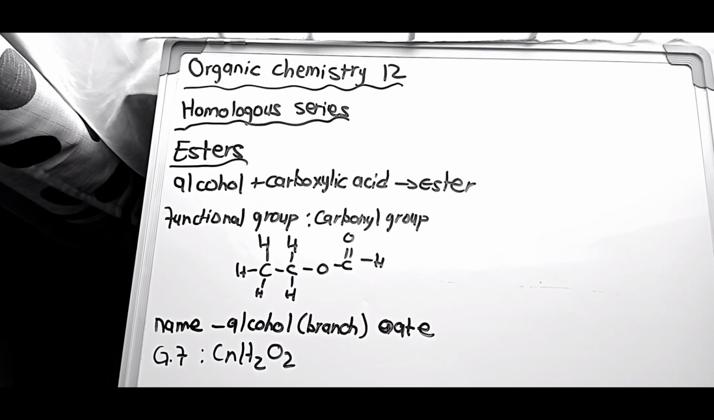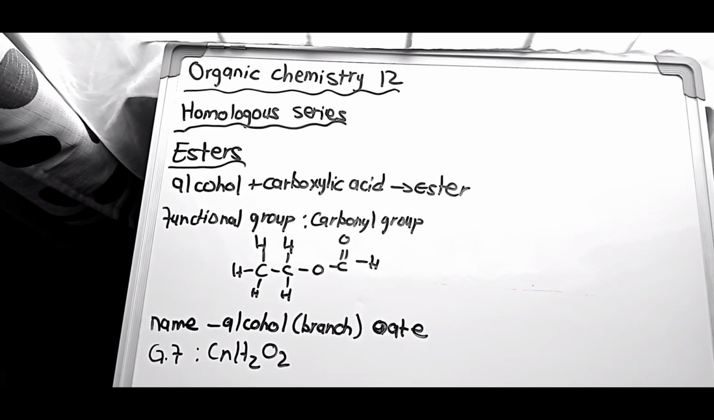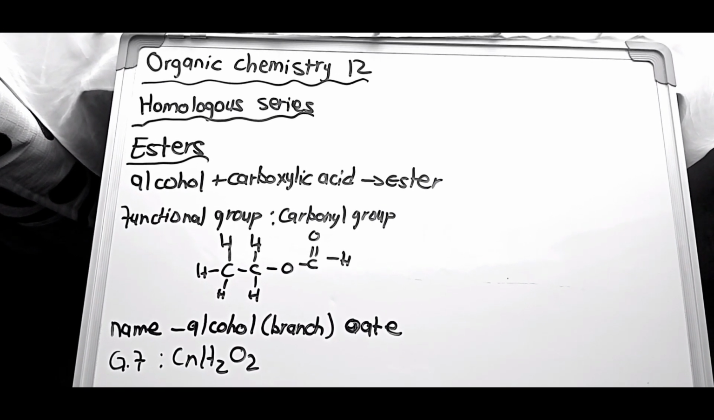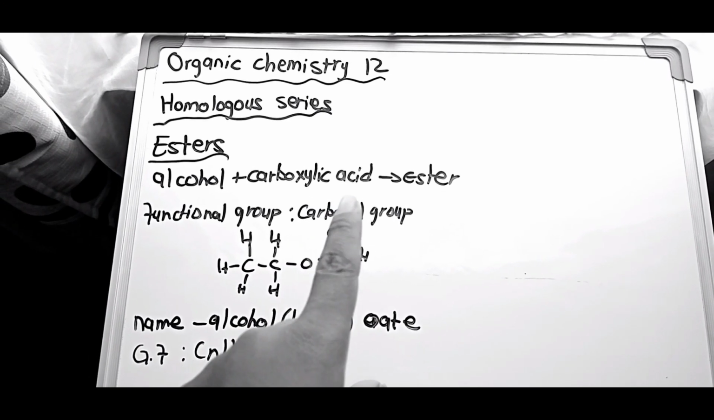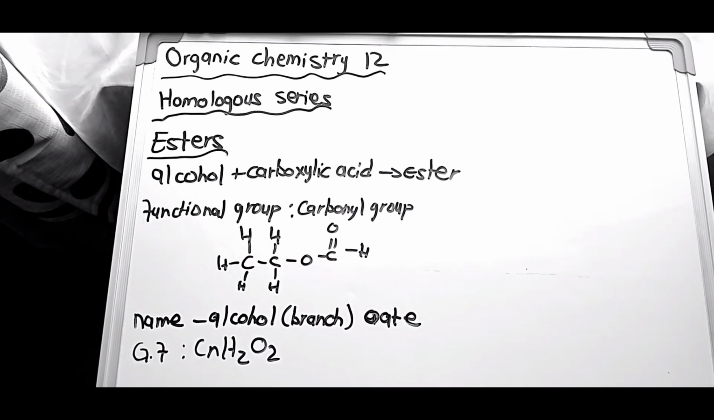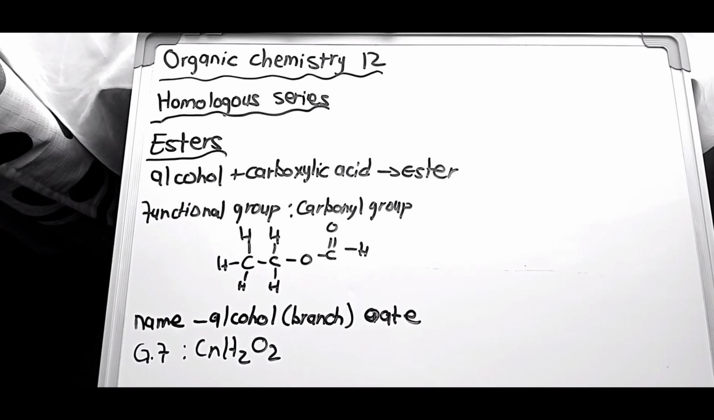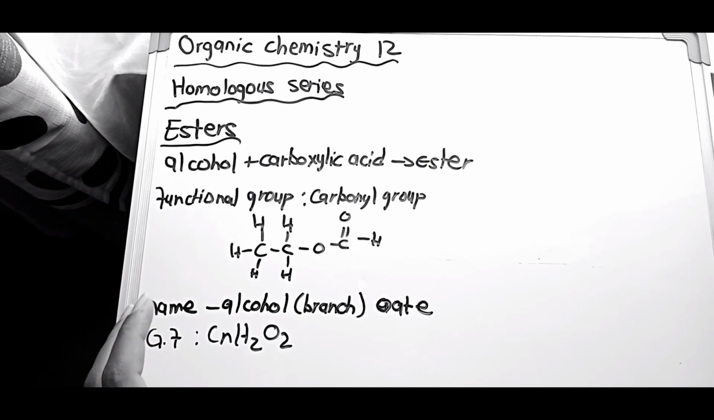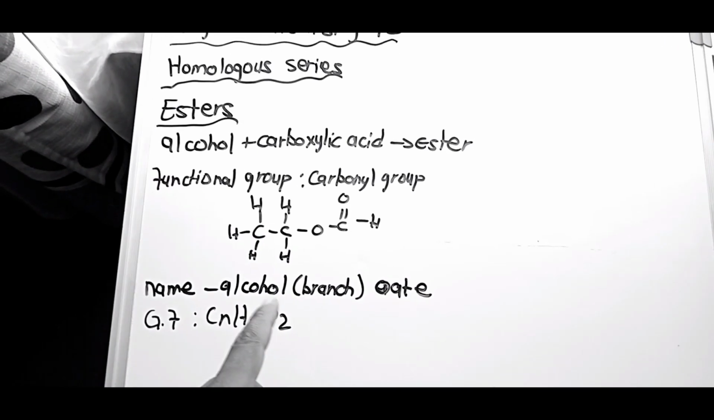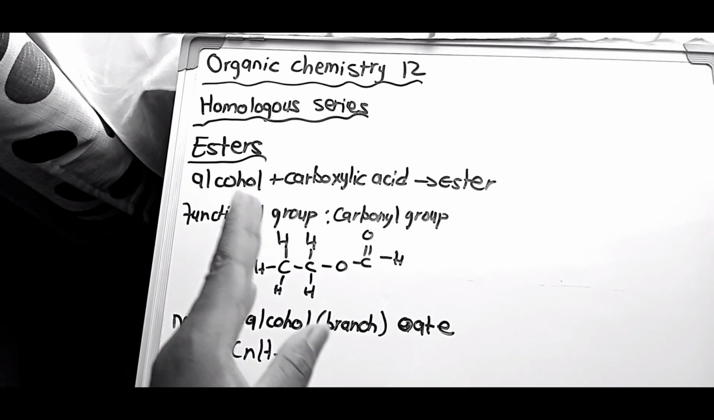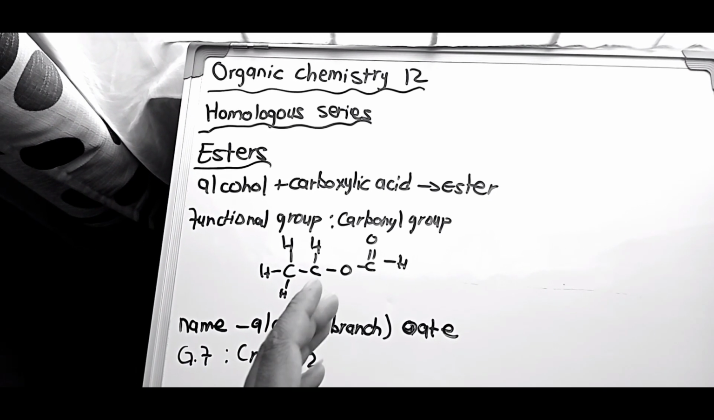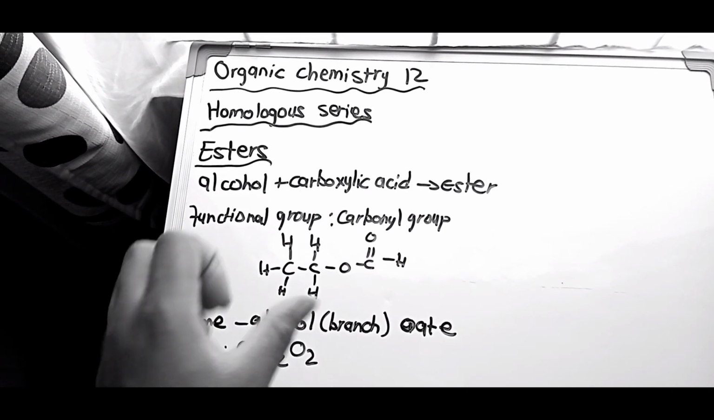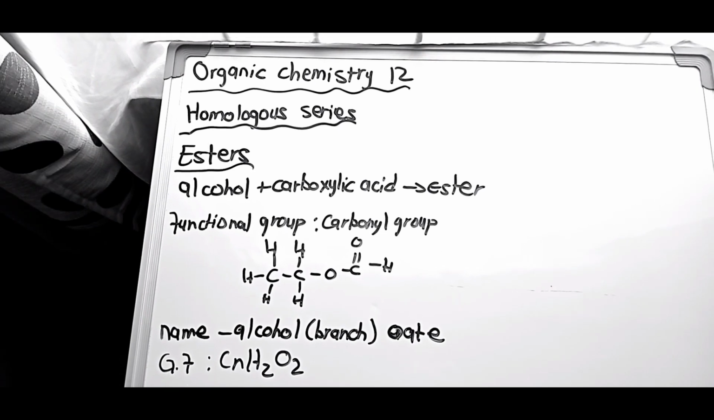So we're going to go through the last homologous series that we're going to go through in grade 12, which is called the ester. Ester is derived from a reaction called esterification. Esterification is a process which is composed of alcohol and carboxylic acid, which give us the ester. The functional group for the ester is the carbonyl group, right? I have illustrated the functional group of the esters using the structural formula. As you can see, on the left hand side we have the alcohol, and on the right hand side we have the carboxylic acid, which in combination give us ester, right?